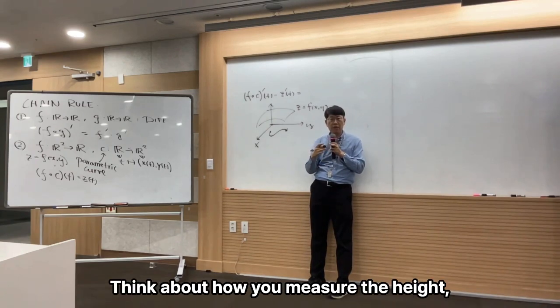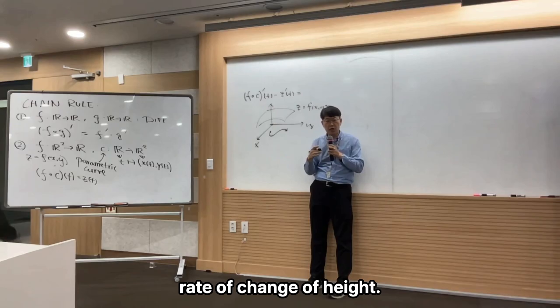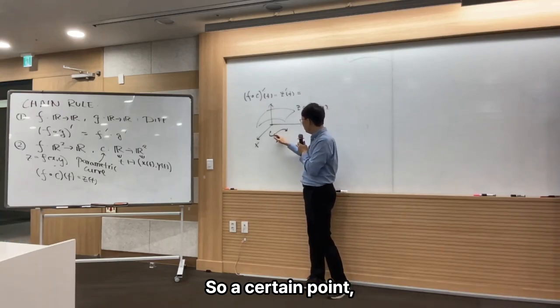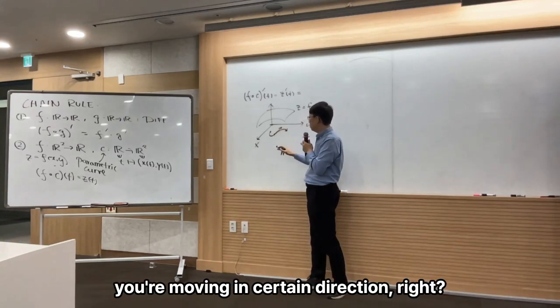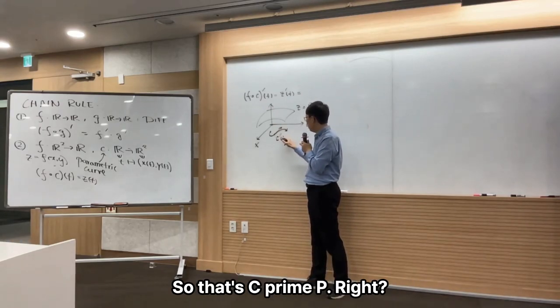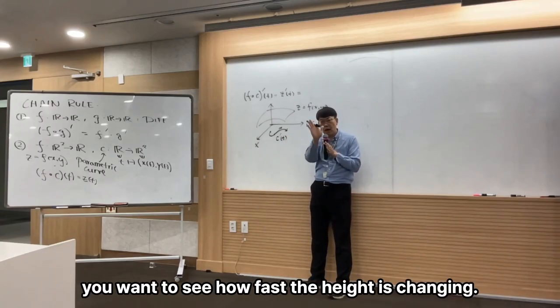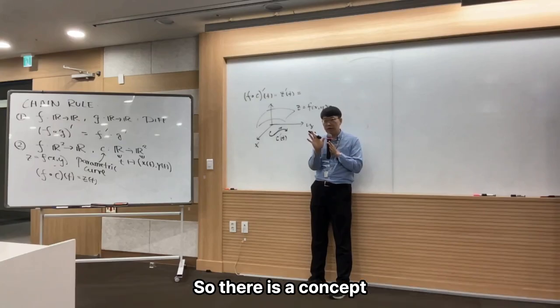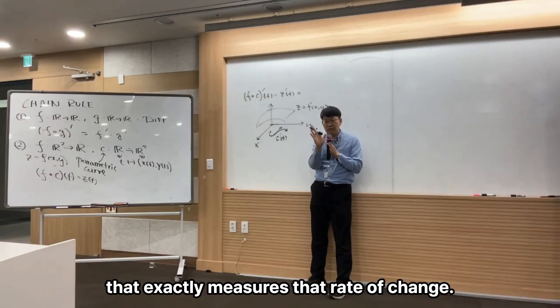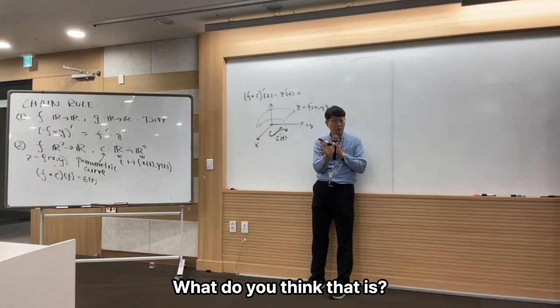Think about how you measure the height, the rate of change of height. At a certain point, you're moving in a certain direction, right? That's c prime t. So at that moment, you want to see how fast the height is changing. There is a concept that exactly measures that rate of change. What do you think that is?